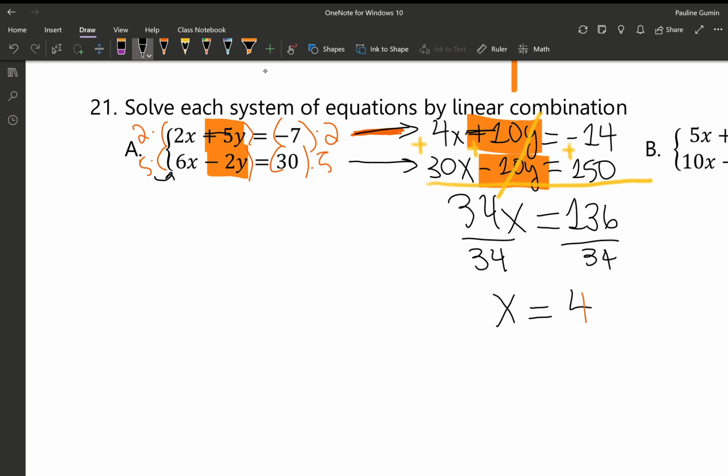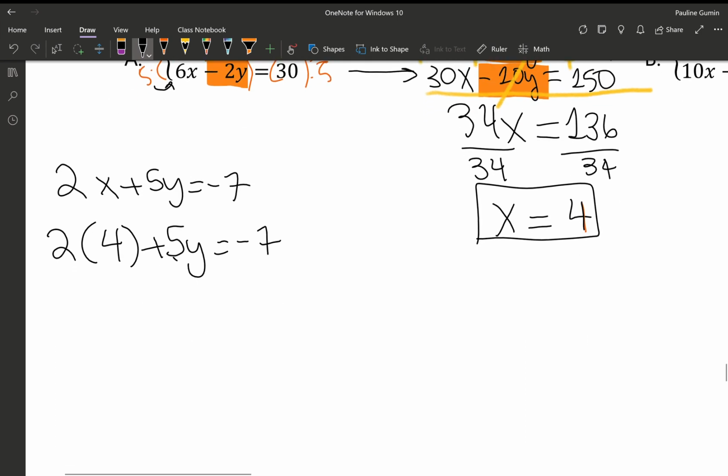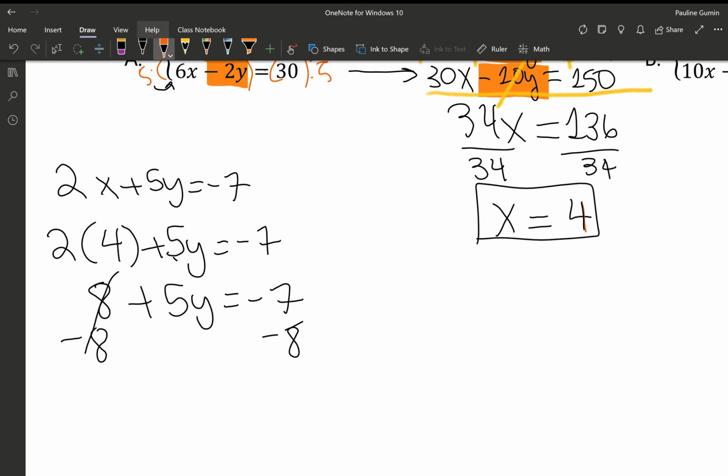Now, it doesn't matter which equation you plug this into, so I feel like plugging it into the top. So instead of 2x plus 5y equals negative 7, I'm going to write 2 times 4, because that's what x is, plus 5y equals negative 7. I'm just going to solve this like regular. 2 times 4 is 8. I'm going to go ahead and subtract 8 from both sides. So I'm left with 5y equals negative 15.